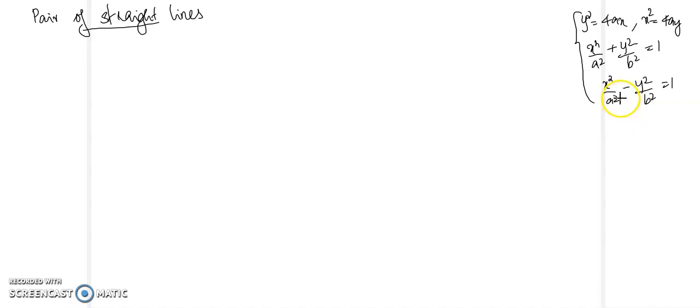And now again when you have a pair of straight lines, that also does have a second degree equation. So in today's class we will look at what is the equation of a pair of straight lines, and we'll see the associated properties of that. Okay.